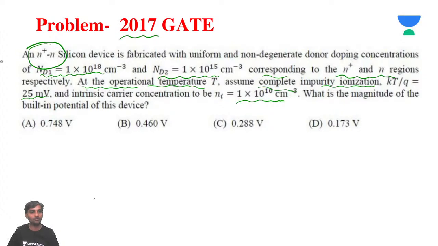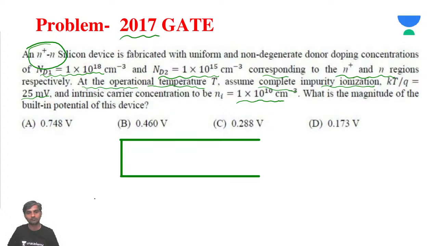Same thing, again I'll show you. Same V naught is asked. So he is saying this is N plus and this is N. Earlier it was P minus and P, now it is N plus and N.